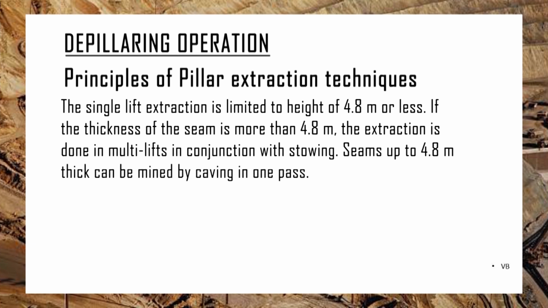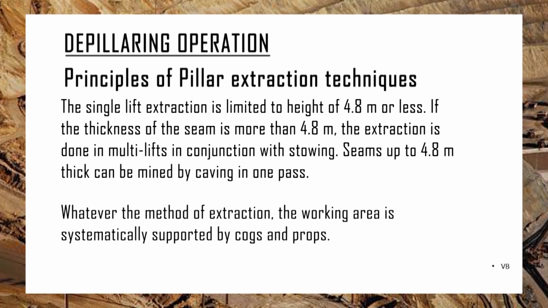The single lift extraction is limited to a height of 4.8 meter or less. If the thickness of the seam is more than 4.8 meter, the extraction is done in multiple lifts in conjunction with stowing. Seams up to 4.8 meter thick can be mined by caving in one pass. Whatever the method of extraction, the working area is systematically supported by cogs and props.